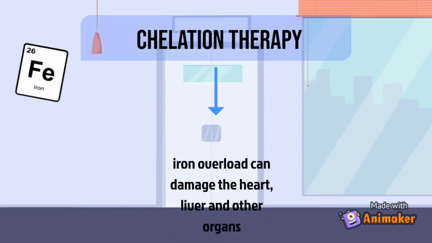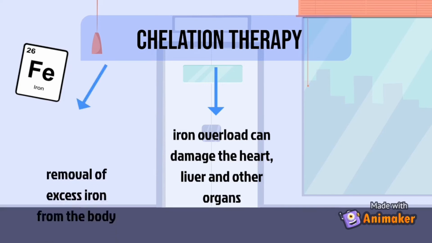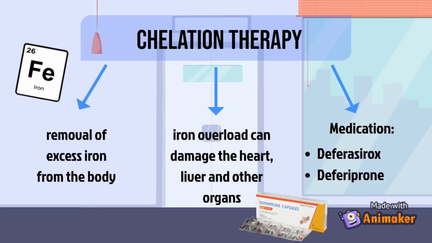The buildup of iron, or iron overload, can damage the heart, liver, and other organs. So, the doctor will have patients with thalassemia undergo chelation therapy, as this can help to remove excess iron from the body. Some people with thalassemia who don't have regular blood transfusion can also develop excess iron in their body. There are two types of medication given in chelation therapy, which are oral and liquid medicine. Deferasirox and deferiprone are examples of oral medication, and patients need to take the pills once daily.